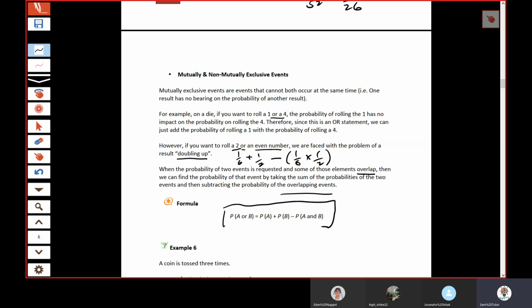So that's a good formula to remember. If there is ever an overlap, it's the probability of A or B, which equals the probability of A plus the probability of B minus the probability of A and B.